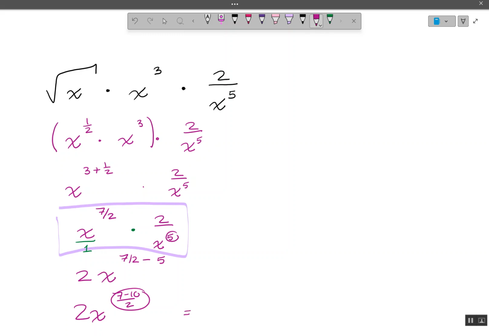So at the end of the day, we have 2x to the negative 3 halves, which is a perfectly acceptable response. We could also write it as, well, let's just leave it like that.